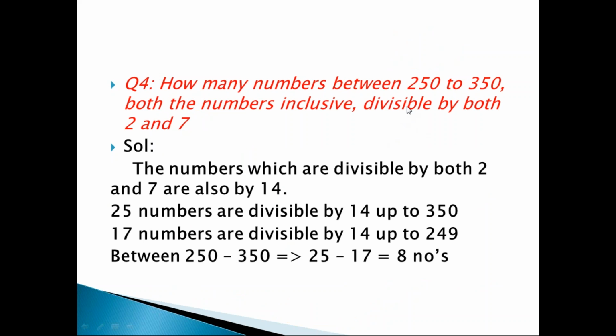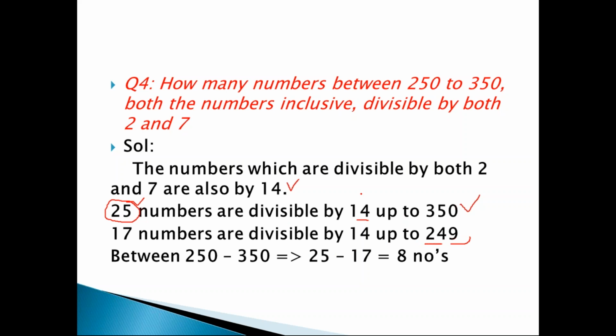Then, how many numbers between 250 to 350, both the numbers inclusive, are divisible by both 2 and 7? The numbers which are divisible by both 2 and 7 are also divisible by 14. So they are asking for both numbers. Here, 25 numbers are divisible by 14 up to 350. Directly divide 350 by 14. If you divide 350 by 14, you get 25 as quotient.